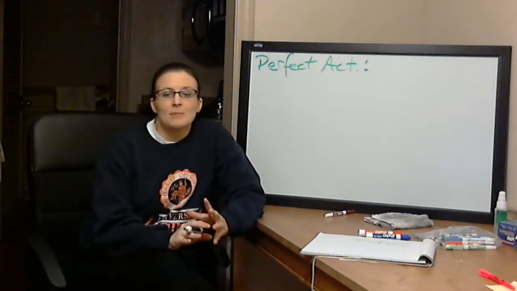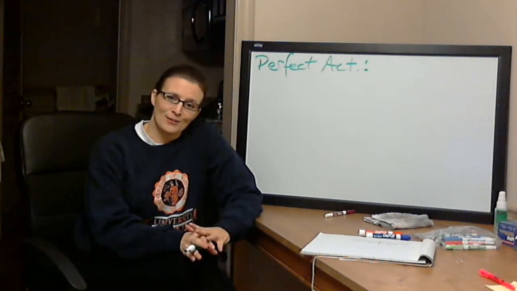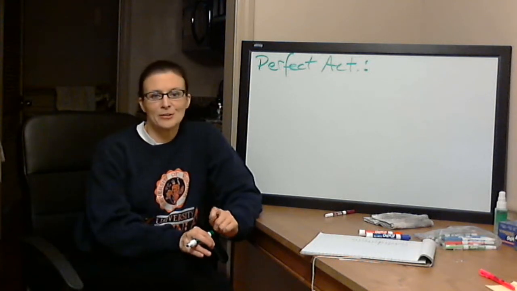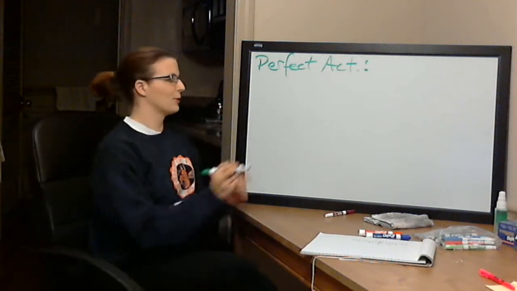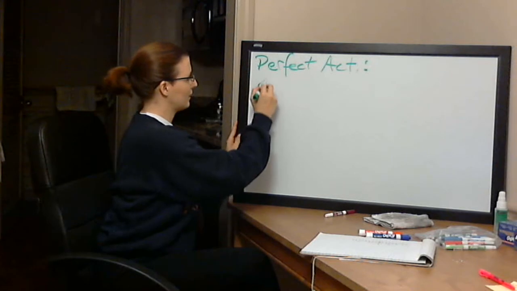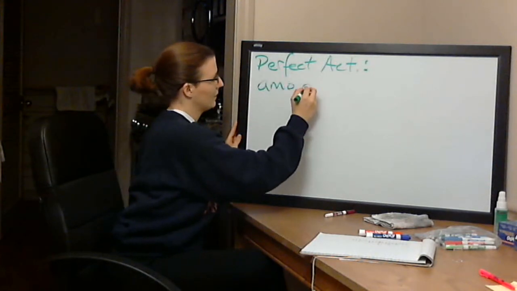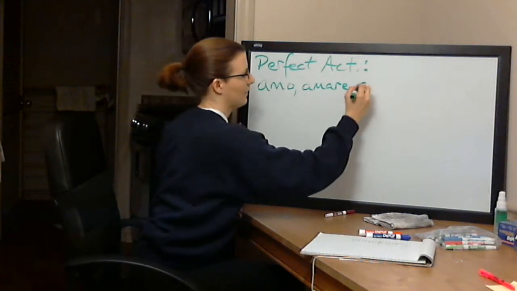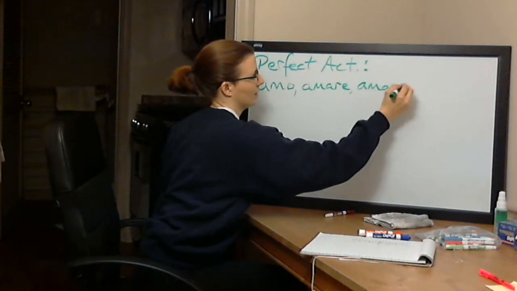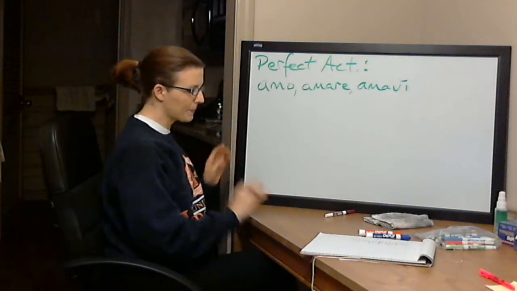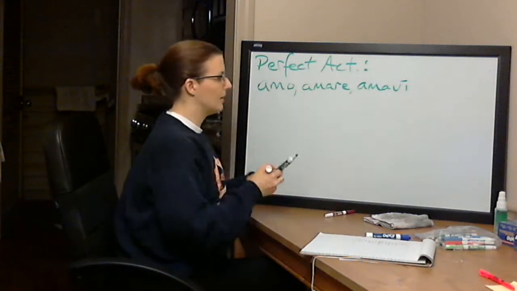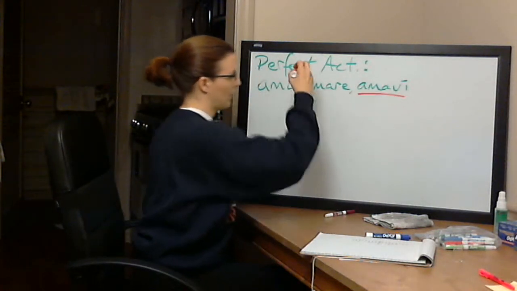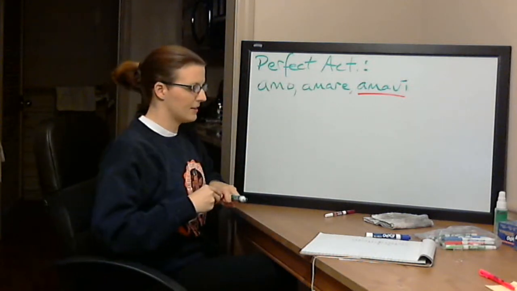What we need now is to make sure that we know our principal parts, because it's going to matter so much with this one. We are going to use our third principal part. So let's go back to first conjugation. We had amo, amare, that's that present active infinitive, and then we had amavi for our third principal part. And that's the one we're going to use. We need to make sure we're using the third principal part for our perfect active infinitive.